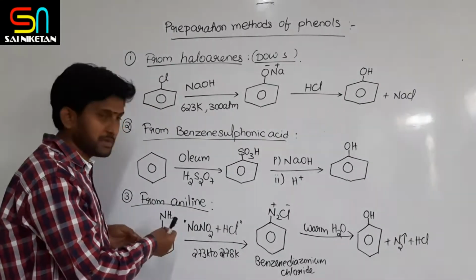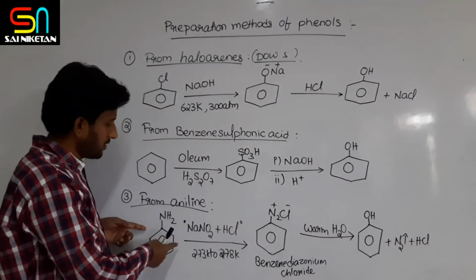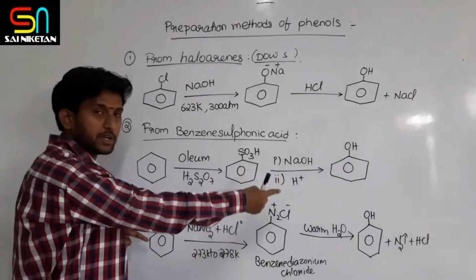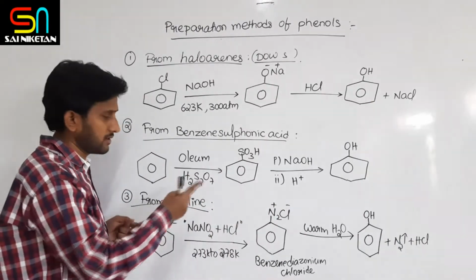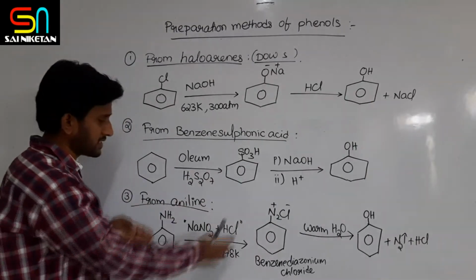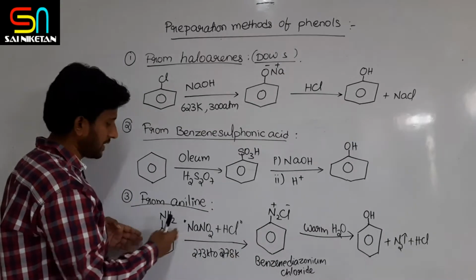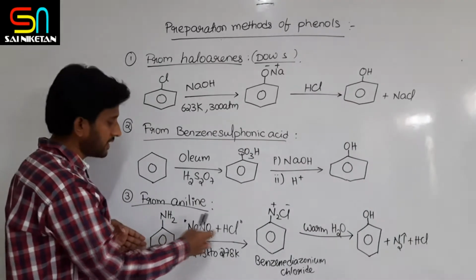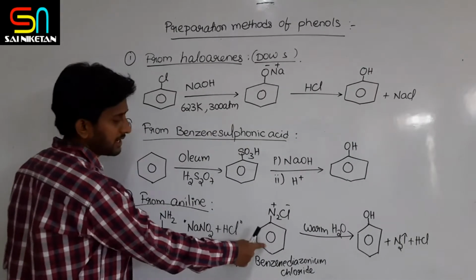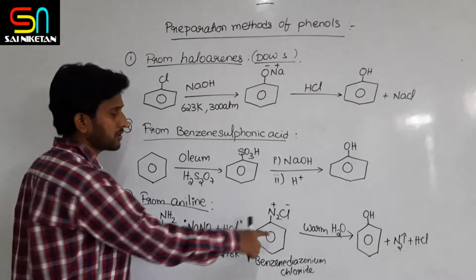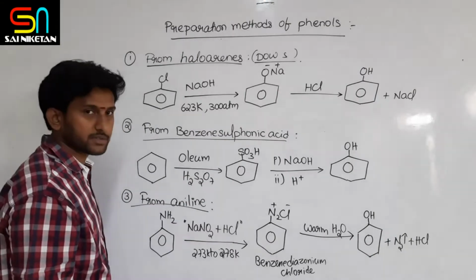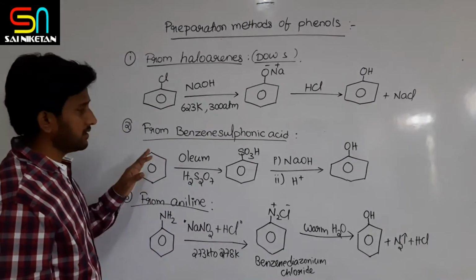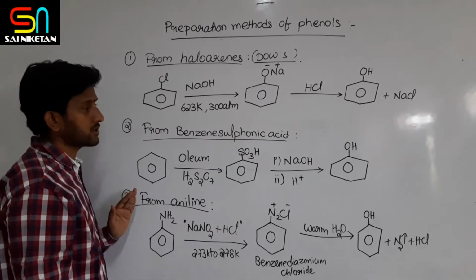This same reaction we have seen in the preparation methods of haloarenes. If you remember the Sandmeyer reaction, there we saw NaNO2 and HCl followed by Cu2Cl2 for preparation of chlorobenzene. Okay, same like that. The first half is the same: reaction of aniline with NaNO2 and HCl. You will get a diazonium chloride. Diazonium chloride on hydrolysis produces the alcohol, that is phenol. Okay, these are three methods of preparation of phenol.